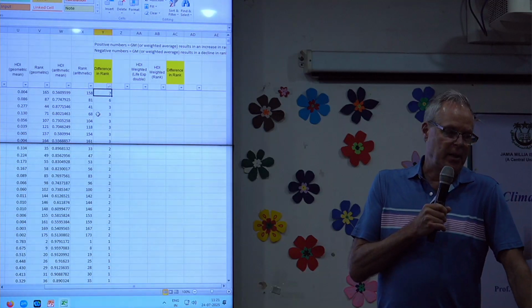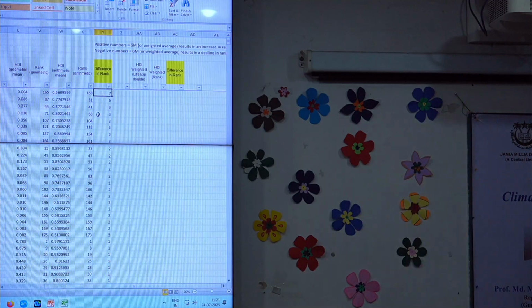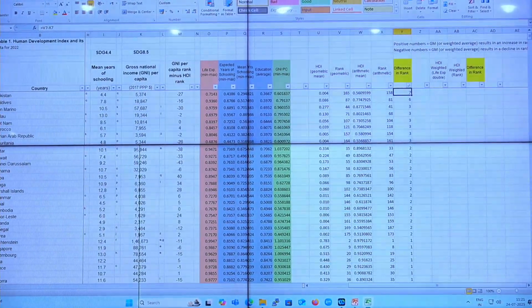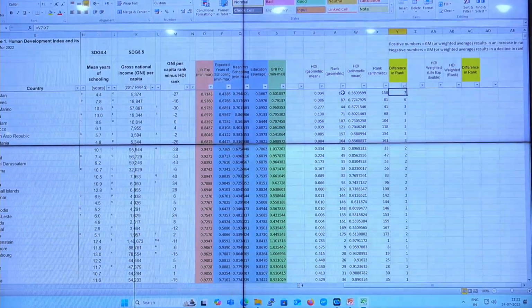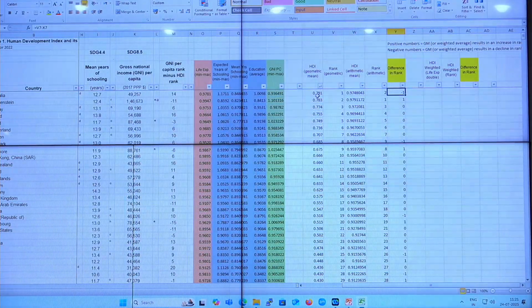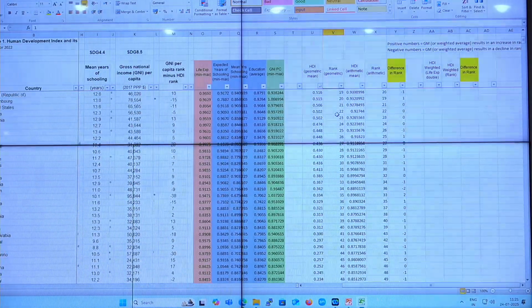How to rank them? All I did was basically sort on the scores. So I'll just show you once again. What I did was I took the largest to the smallest score for HDI, and then I'll just delete these values.